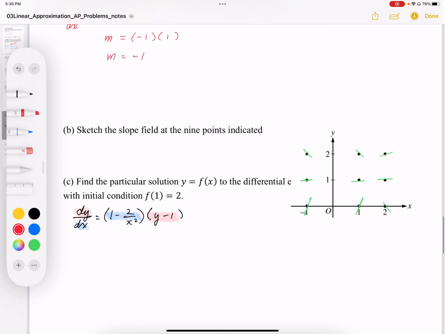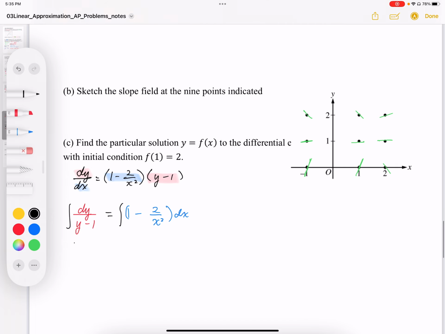So when I separate this out, I'm going to put the dy on the left side, and that's y minus 1. Okay, so that's going to be a 1 over y function, so I'm going to use log to anti-differentiate that part. I end up with 1 minus 2 over x squared dx. Okay, so that's just going to be power rule. Let me just change that to blue. Okay, so I'm going to then integrate both sides.